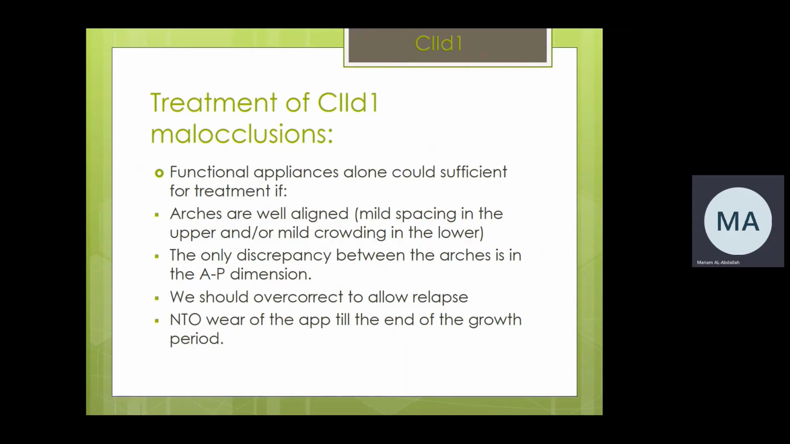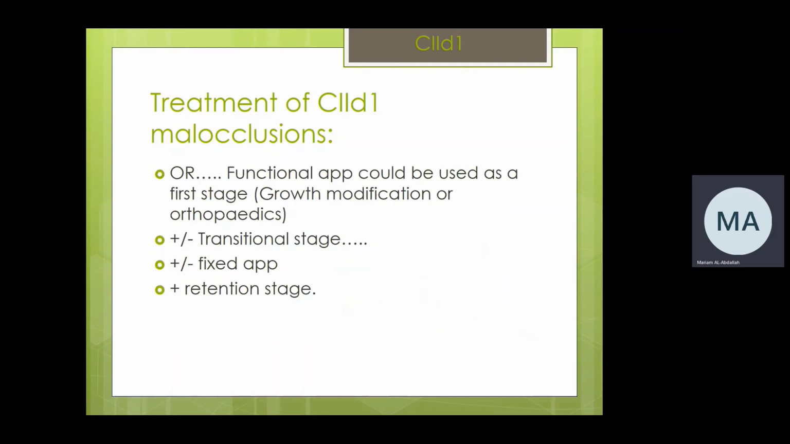So, for example, we are not aiming for an overjet of 2 to 4, we're aiming for 0, for example, because then we will end up having some relapse during the transition stage. So during the transition stage, the patient will settle into class 1 occlusion, let's say. After using the functional appliance, the patient can use the appliance nighttime only until the end of the growth period. And this is the classical case where we can use functional appliance alone as the treatment modality or treatment option.